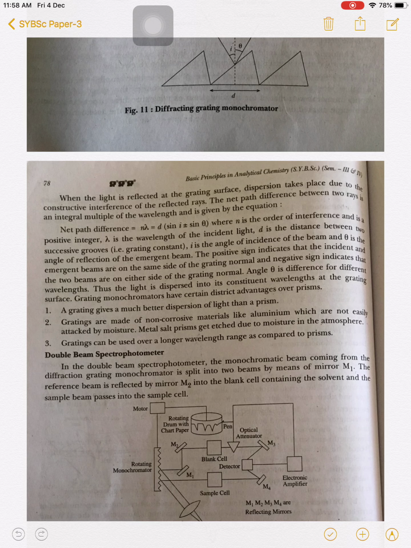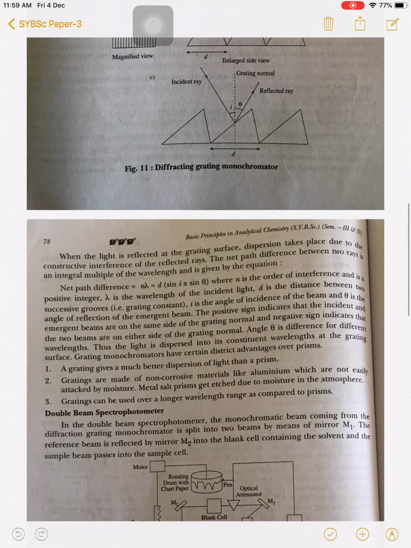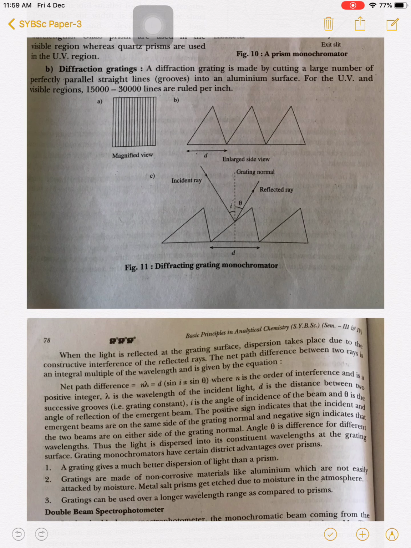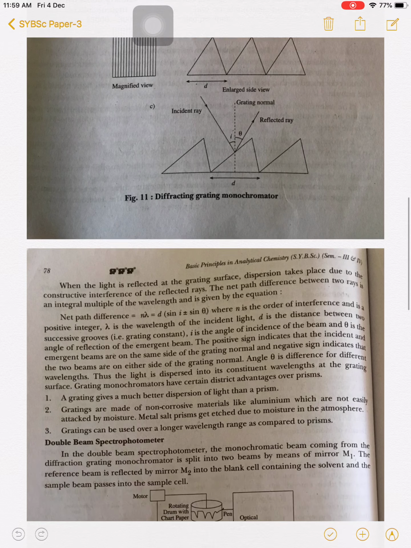The positive sign indicates that the incident and emerging beam are on the same side of the grating normal. If the negative sign is there, then it indicates that the two beams are on either side of the grating normal. Now see this figure 11, the last figure, C. If you see the incident radiation and reflected radiation, the incident radiation has an angle of i and the reflected radiation has an angle of theta.